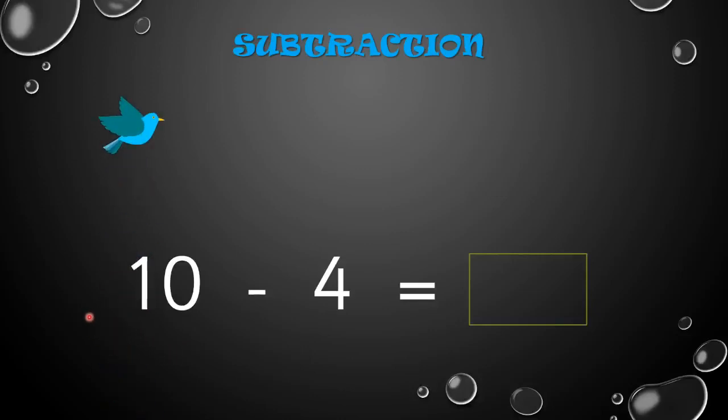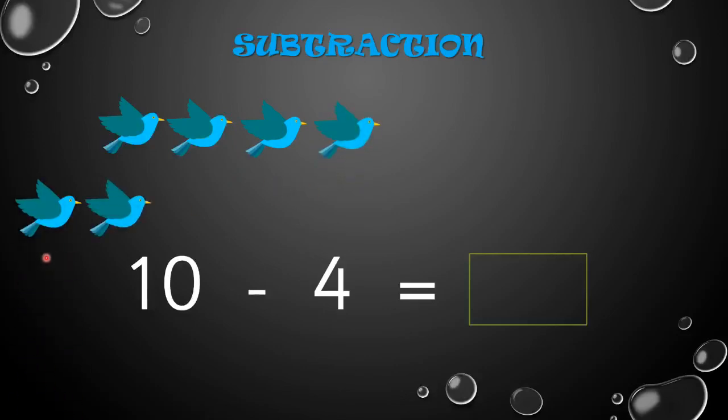Let's count the birds now. 1, 2, 3, 4, 5, 6, 7, 8, 9, and 10. Wow, we have counted correctly. Now you have to take away 4. How many will you take away? 4, because it is minus 4. So shall we begin? Yes. 1. We have cancelled 1.